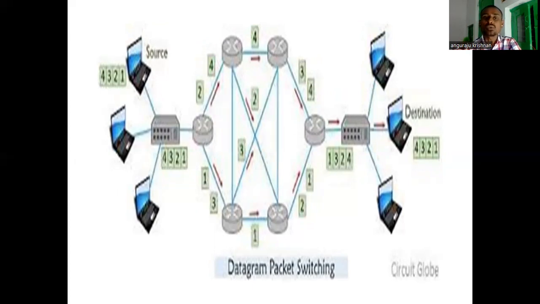These routers have to decide the shortest path between the source and destination. By using the shortest path, you have to find the shortest path, then it will be transferred from source to destination. So each and every packet will travel through different paths, but all these packets are received at the destination end in correct order. After receiving all the packets, it will send a positive acknowledgement to the corresponding source.